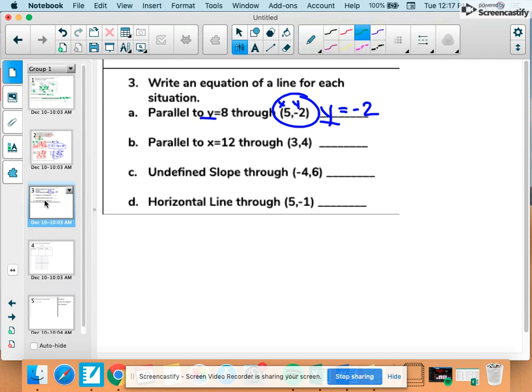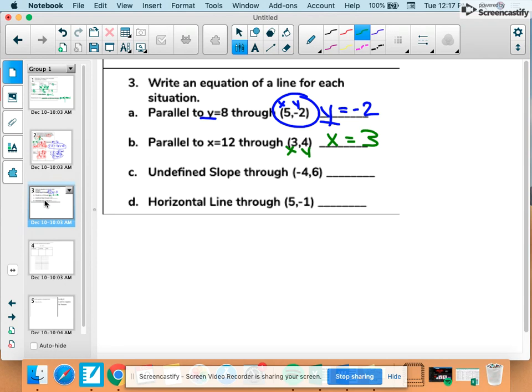For parallel to x, that is a vertical line because it hits the x-axis. So again, parallel would mean the same, so we have to have an x equals equation. And again, I'm just picking my x value here, so the x value is 3 because it has to go through that point 3, 4.